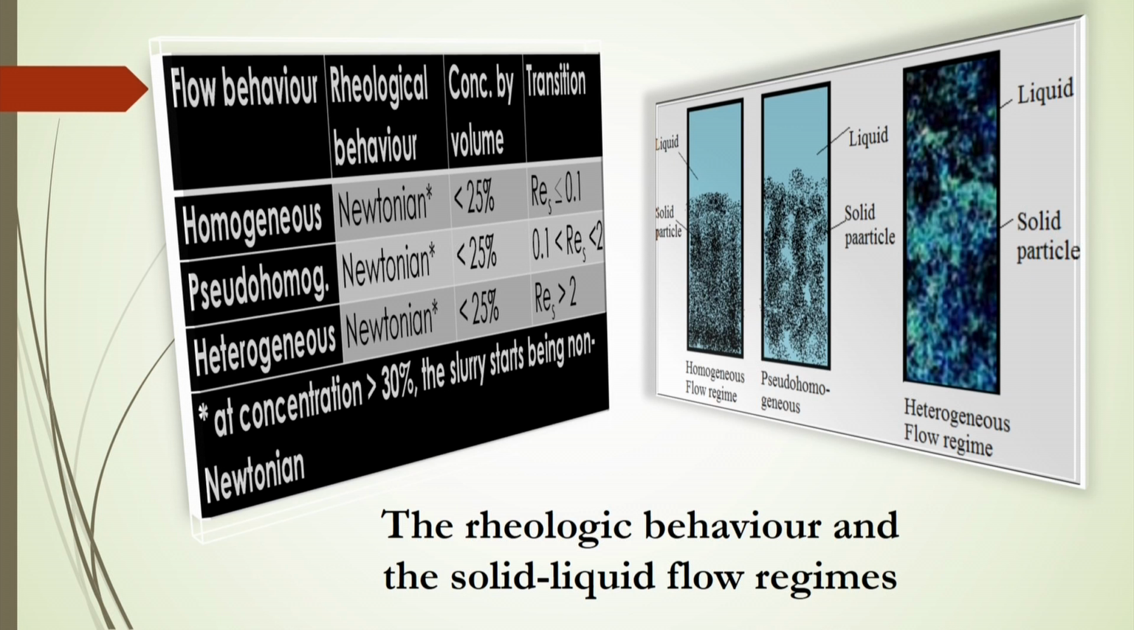Pseudo homogeneous also for this Newtonian flow, that means viscosity will be linear with respect to liquid and gas. In this case there is no gas, so only liquid. So, for a Newtonian fluid less than 25% by volume, you can get the pseudo homogeneous flow, but here the Reynolds number will be greater than 0.1 and less than 2. Whereas for heterogeneous flow behavior, in this case Newtonian flow behavior also, you can get it if the concentration is less than 25% by volume, but the Reynolds number should be greater than 2.